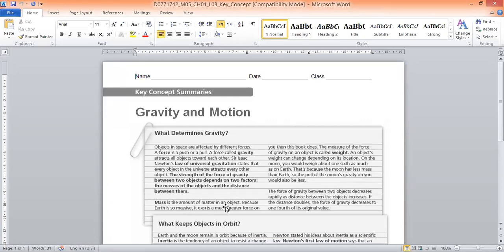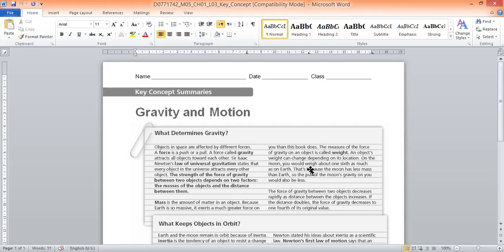Mass is the amount of matter in an object. Because Earth is so massive, it exerts a much greater force on the moon or on you than the book you are holding in your hand or your body does. The measure of the force of gravity on an object is called weight. So mass is the amount of matter in an object, while weight is the measure of gravity on an object.